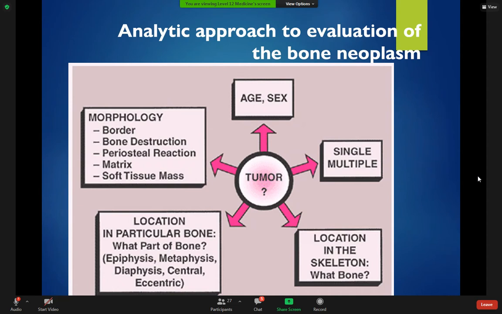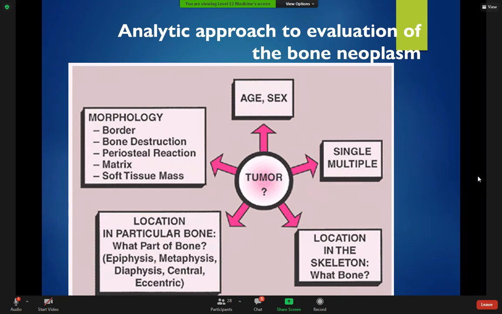So it is very important to know the age and the sex of the patient. The age is very important because most of the primary bone tumors, if not all, come in children below the age of 18. And if you have a bone lesion above the age of 50, most likely it is a metastatic tumor, and you have to find out the primary. So the age of the patient is very important when evaluating any patient with a bone lesion.